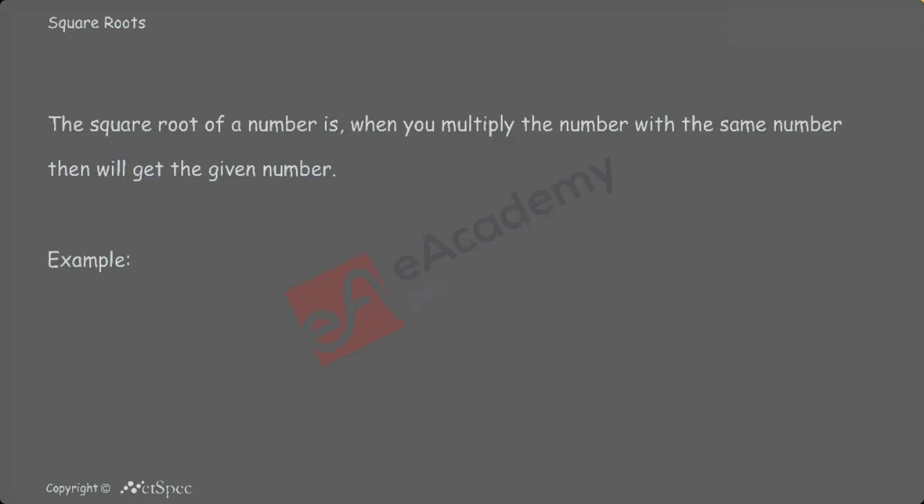For example, if I take the square root of 9, I will say it is 3. This means that the square root of a number is a value that, when multiplied by itself, gives the number.